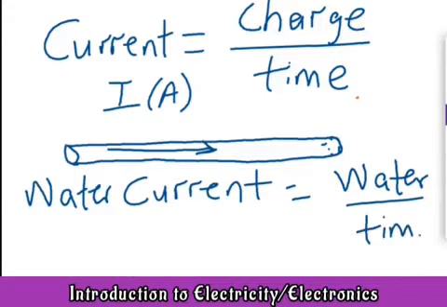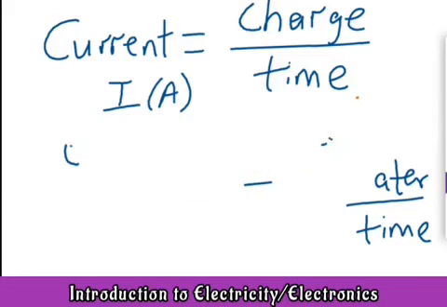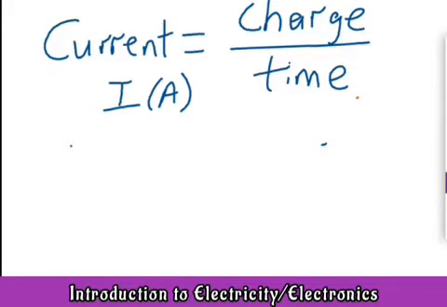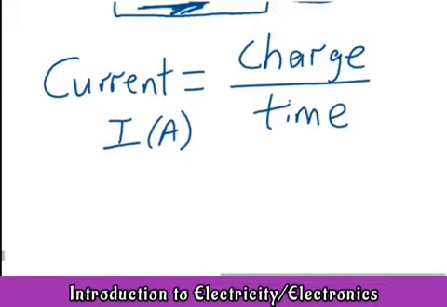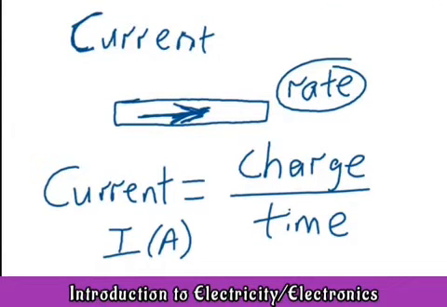So if you are to calculate water current, you are going to be talking about the volume of water flowing with time. Hope that's clear. So this is just another way of understanding the meaning of current. Current simply talks about how fast something is moving, and since it's electric current, we are talking about how fast charge is moving. How fast are the charges moving? So when we can get the rate at which the charges are moving, then we can know how much current is flowing through a particular material.